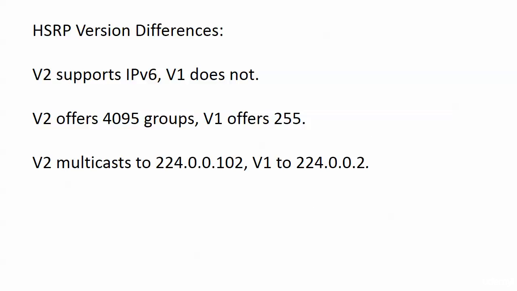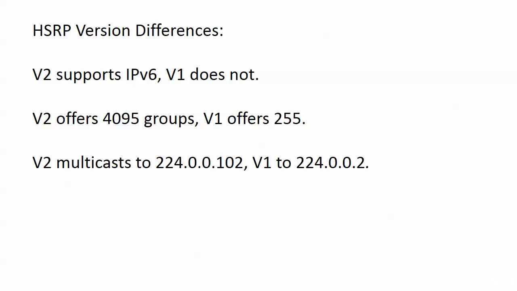Version 1, 0 through 255, so technically it's one or two more, but you could see the huge range of them. Version 2 supports IP version 6, version 1 doesn't. That's the big change right there. That's what you're going to have to look at when you're running HSRP for IP version 6.